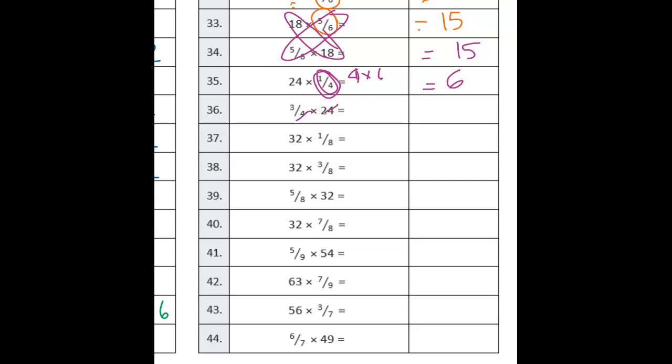What do you think that's going to be? 4, 6, 12, 18, 24, 6, 12, 18. Okay. 8, 16, 24, 32. Cross cancel. 8 goes into 32 one time. 8 goes into 8 one time. 4. Number 38 is 12. Number 39 is 20. Number 40 is 28. Number 41 is 30. Number 42 is 49. Number 43 is 24.